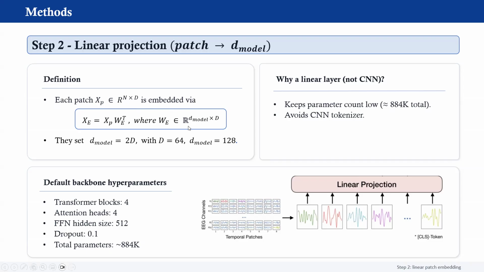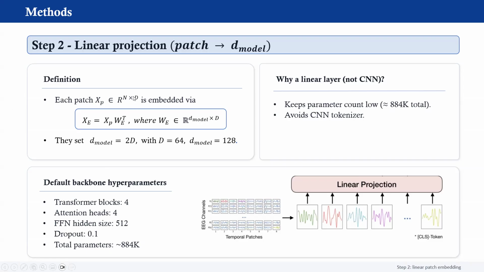Daya, sorry for interrupting. So this XP is a token. It's a patch, and each patch will be a token, right? Or will XP be broken into different tokens, or is XP just a token? XP is n cross d. So n is your number of tokens, and each token or patch is of length d.